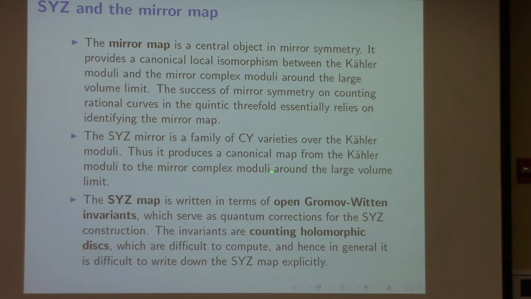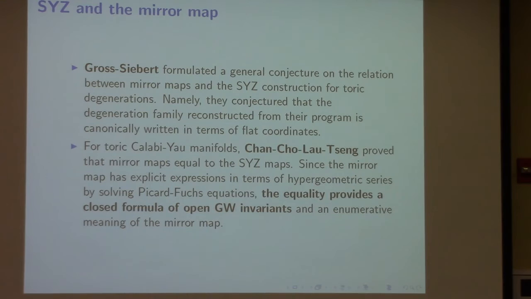On the other hand, we can compare this with the SYZ mirror map. It's written in terms of open Gromov-Witten invariants, which serve as quantum corrections. These invariants are counting holomorphic disks. It may be difficult to write, but it's supposed to count holomorphic disks. So we want to see that this canonical map from the Kähler moduli to the complex moduli near the large radius limit would be the same as the mirror map that already appeared before the SYZ. And so Gross and Siebert formed a general conjecture on the relation between the mirror map and the SYZ for toric degenerations. They conjecture that the degenerate family reconstructed from their program is canonical, written in terms of the Fano.